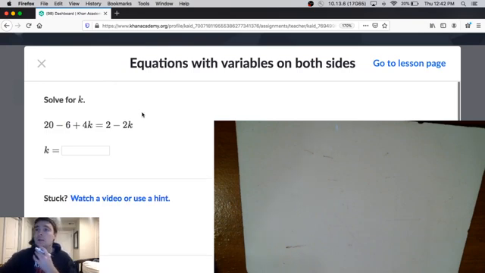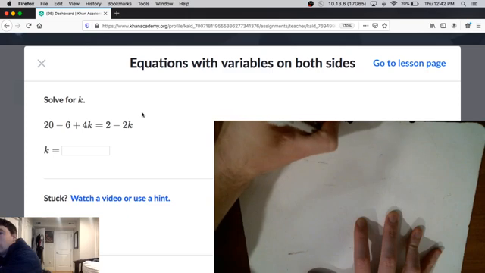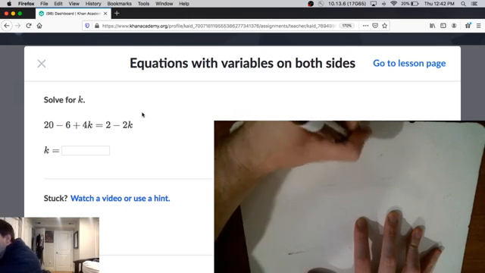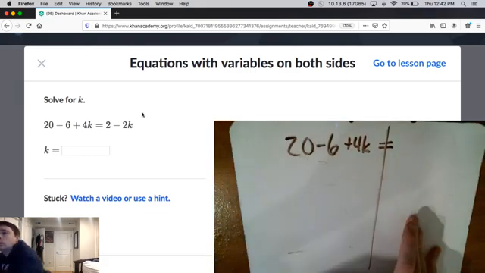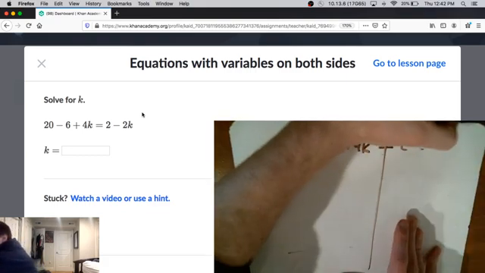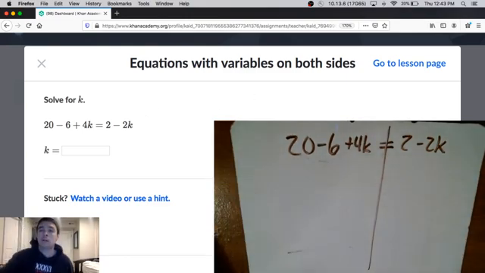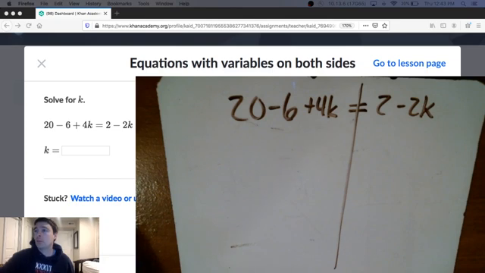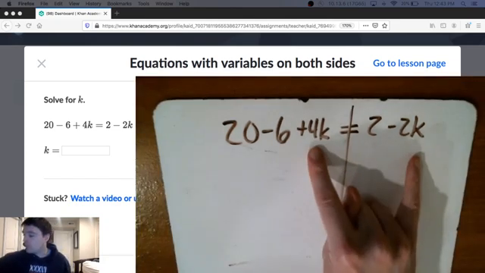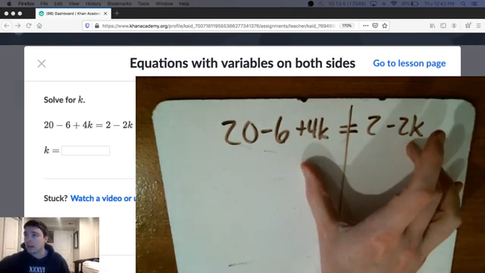It says 20 minus 6 plus 4k, that's the left side of the equation, is equal to 2 minus 2k. That's the right side of our equation. So here, a couple things are going on. The variable shows up twice on opposite sides of the equation. That's a challenge we'll tackle in a second.